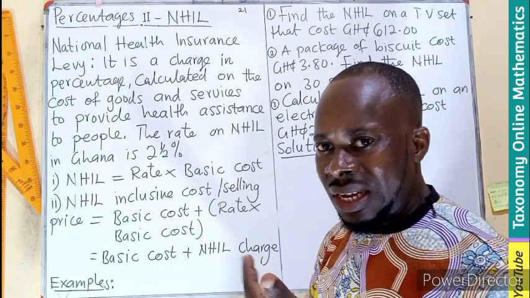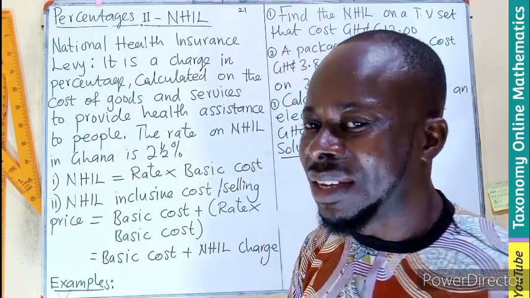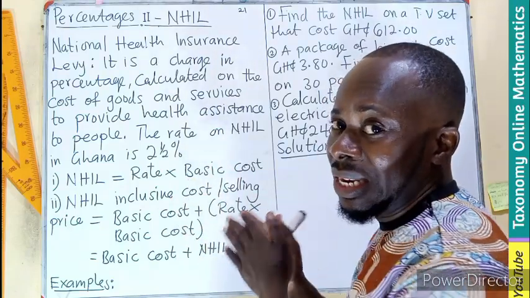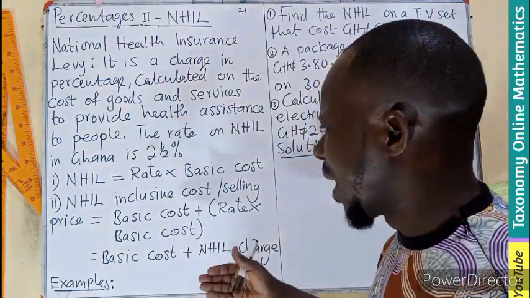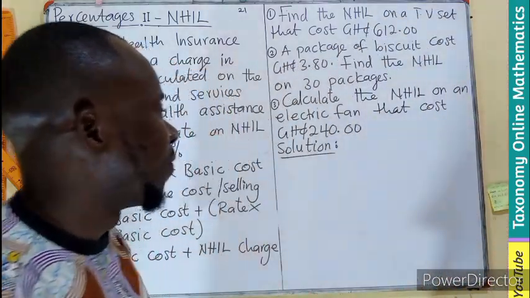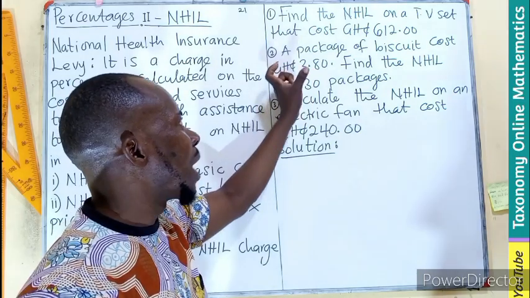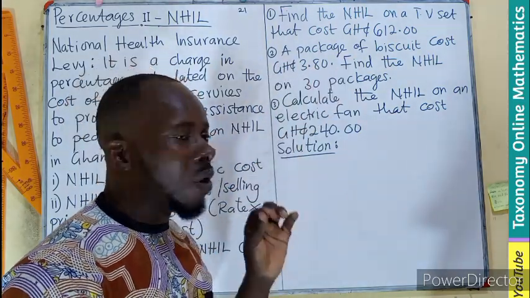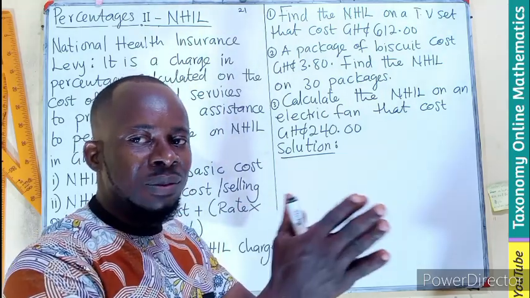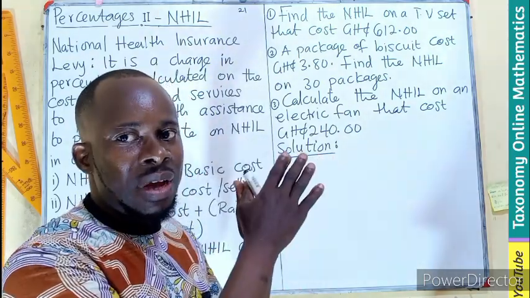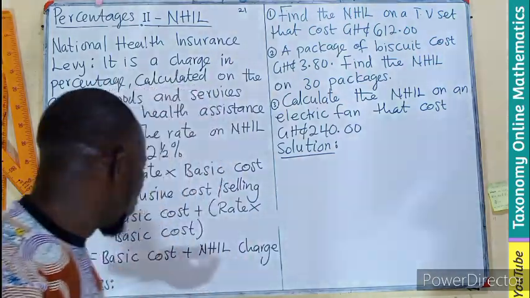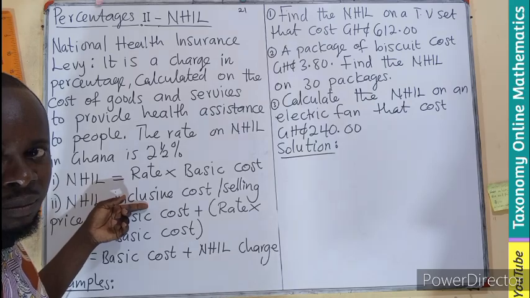If you watch episodes 20, 19, and 18, you begin to know how the tax, the VAT component is calculated. Simply the same approach. All right, let's look at some examples to buttress the point. Now, one, we are to find the National Health Insurance Levy on a TV set that costs 612 Ghana cedis, meaning that is the cost of the TV. But when you are going to buy that TV, you won't be paying the 612. What you'll be paying is what we call the inclusive cost, right?